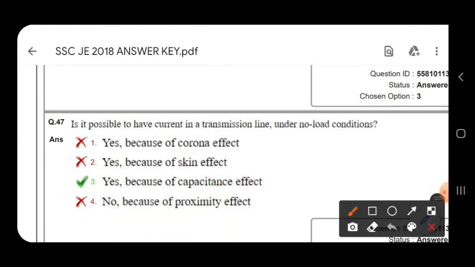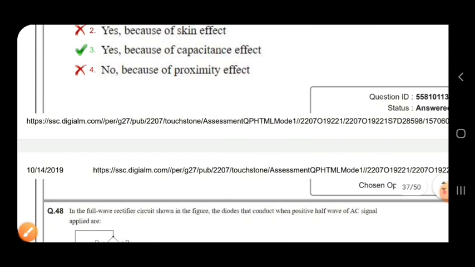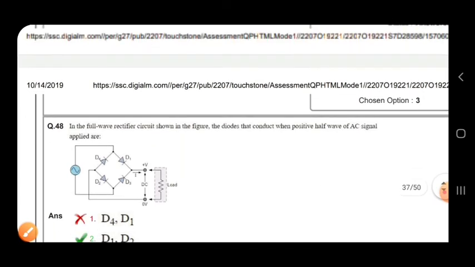Is it possible to have current in a transmission line under no load condition? Yes, because of the capacitance effect. But you have to remember, in a small transmission line capacitance is not considered, but some capacitance is also present, though it is not considered in the case of a small transmission line.